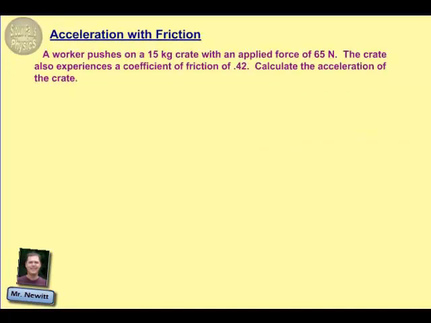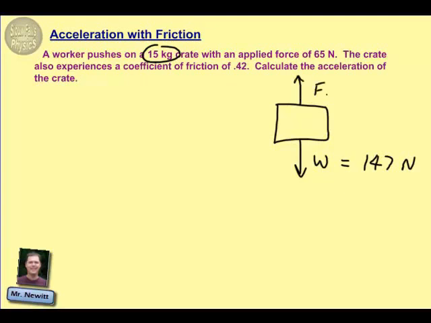So let's start with a free body diagram of the crate. We know that the crate has a weight downward that is equal to its mass times acceleration due to gravity, 9.8. They told us the mass of the crate is 15 kilograms, so that gives it a weight of about 147 newtons. There's also a normal force upward that the ground is providing that would also be equal to 147 newtons. Then there is an applied force that is equal to 65 newtons. That's the person pushing on the crate.